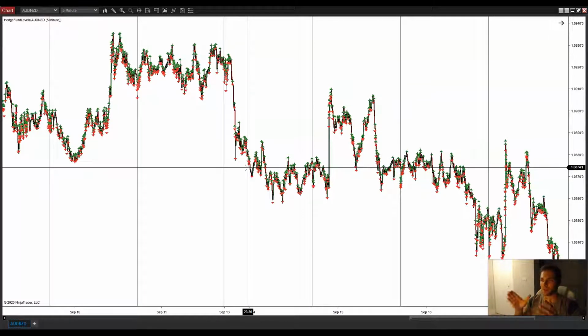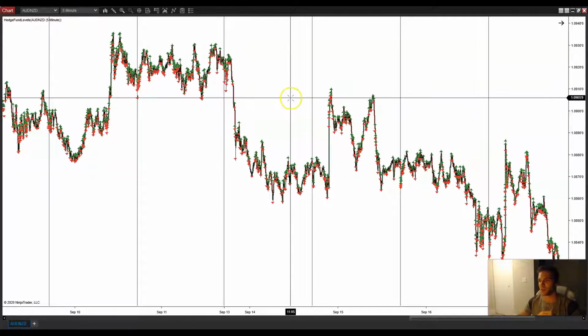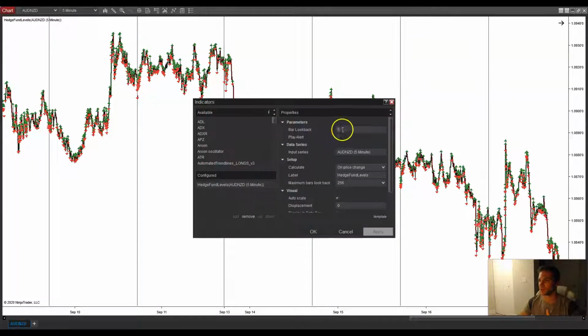So this right here tells you nothing. You would never be able to know what to do or how to trade this if you were looking at this on your own. Okay, so let's bring this back to a 13. I wouldn't know what to do with that. That wouldn't do anything for me. That's why every single market is unique towards how you use the bar look back with the hedge fund levels. That's what's mission critical when we use the bar look back.